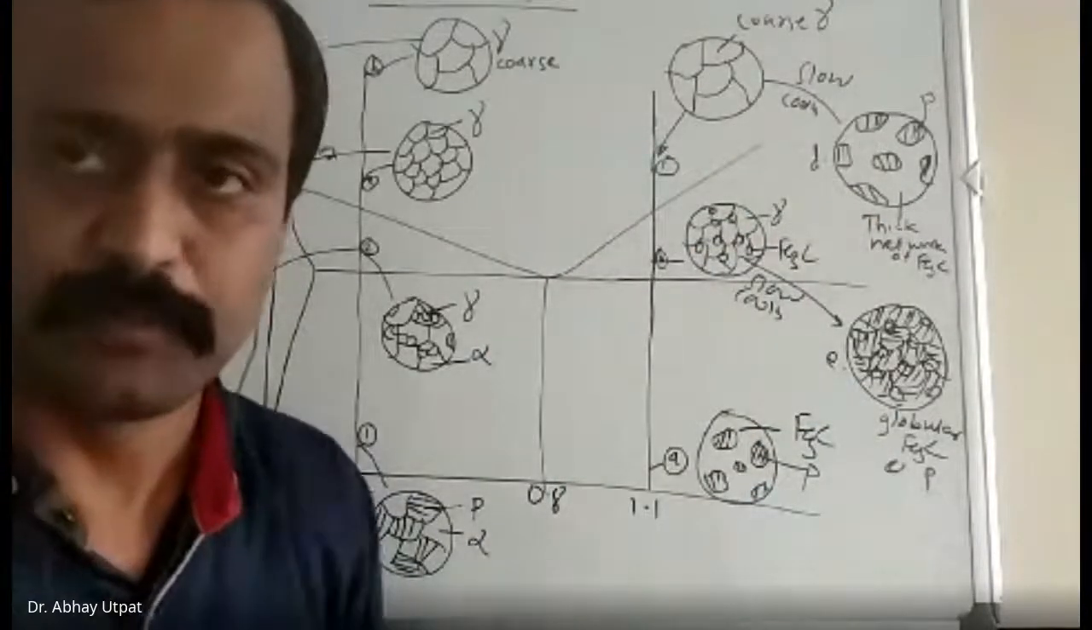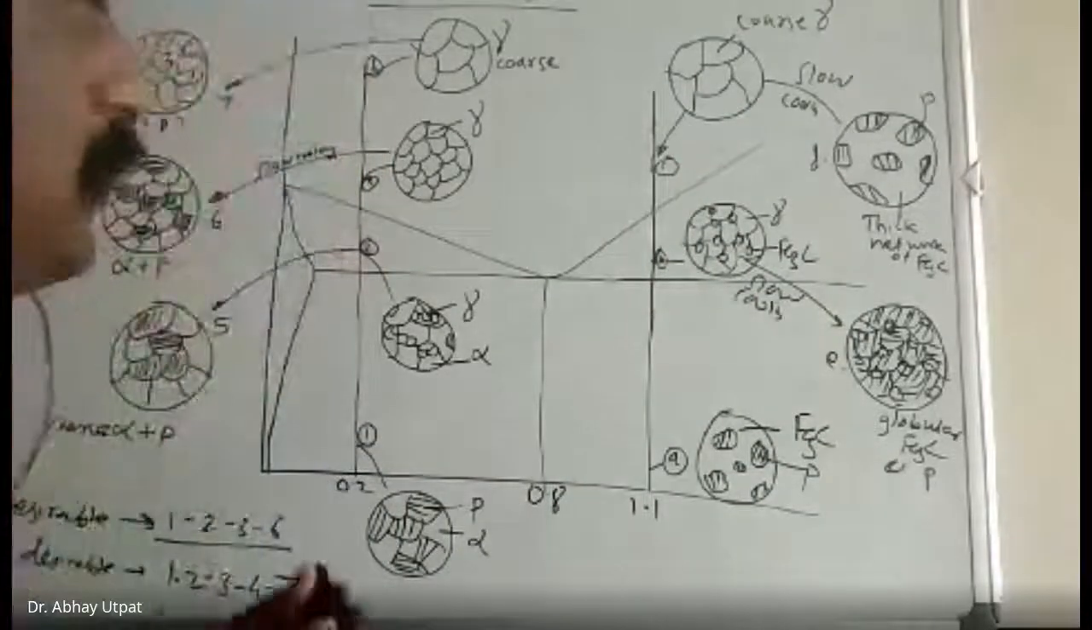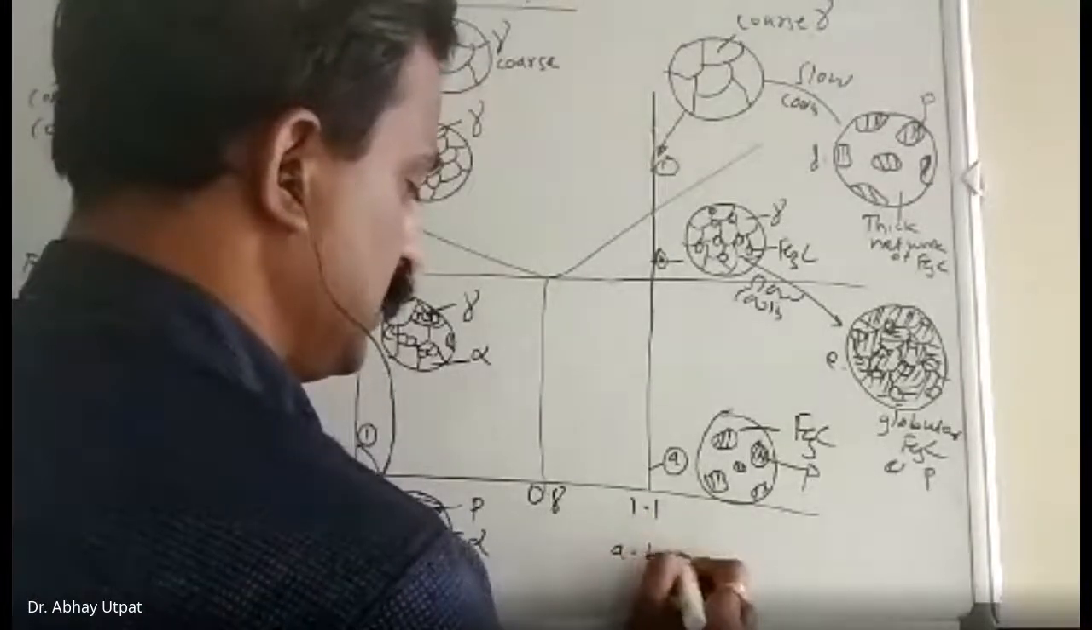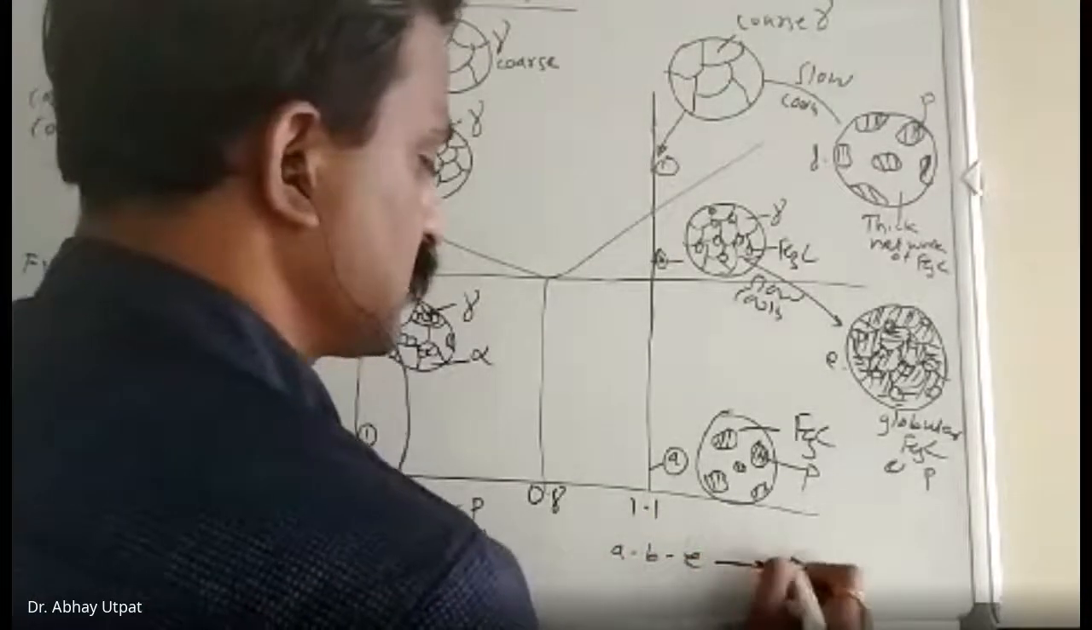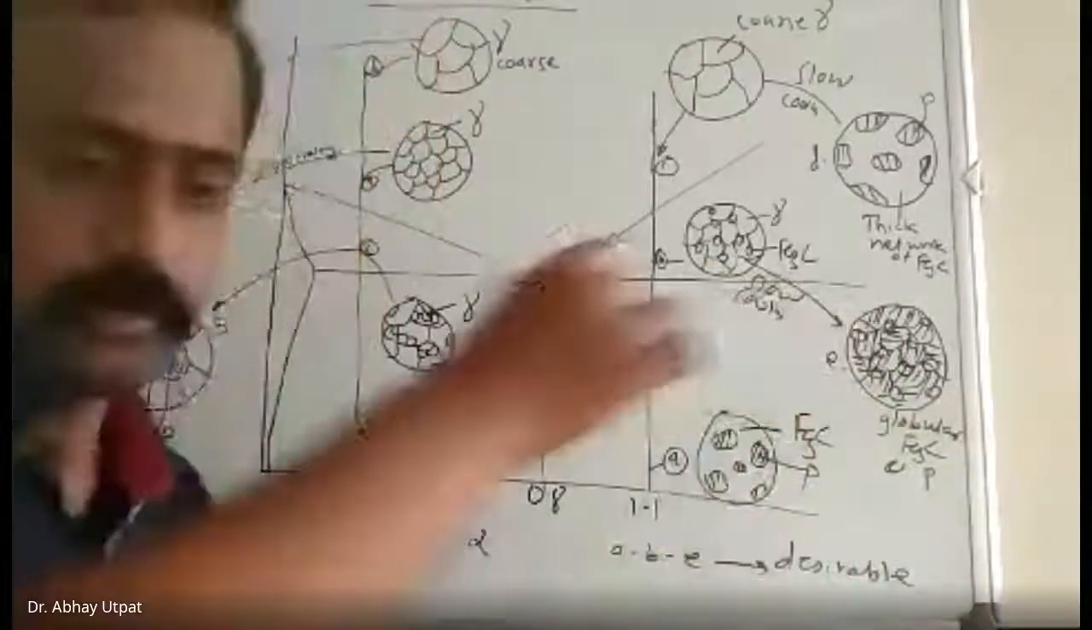Understood? I will dictate 3-4 lines in short, by the time you draw the figure. So A, B, C, D not desirable. A, B, and E is the desirable cycle. Draw this.